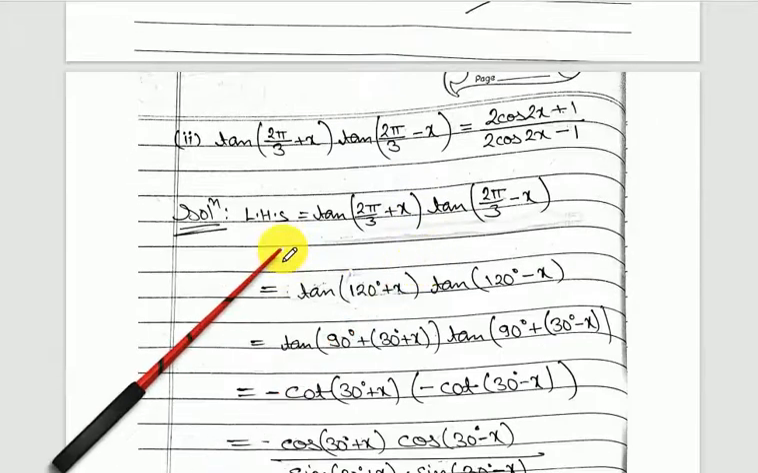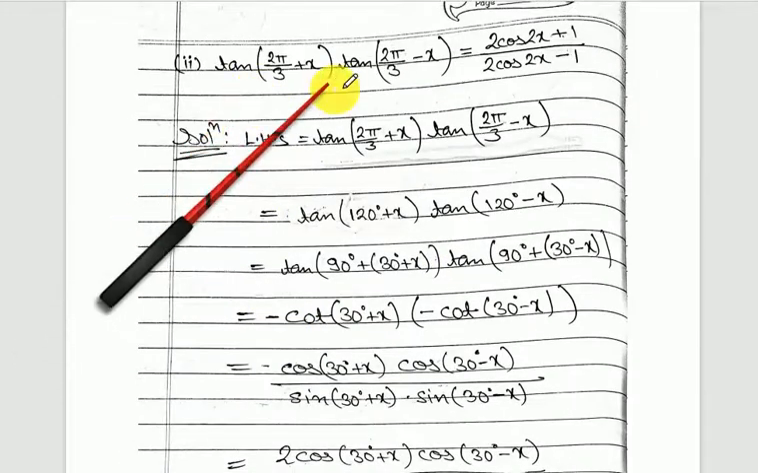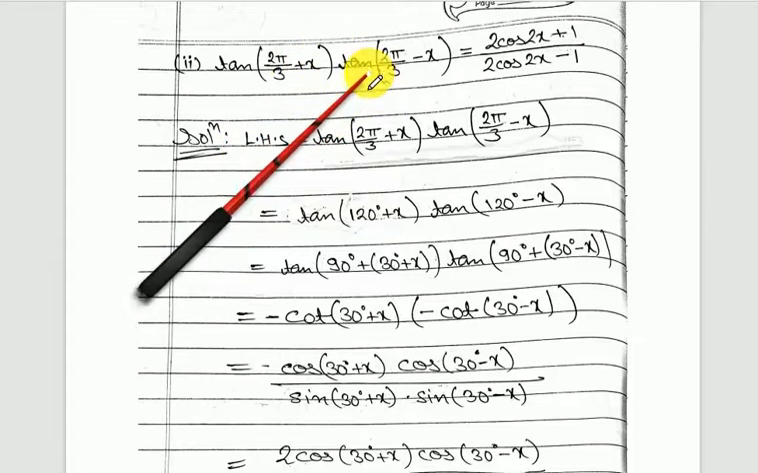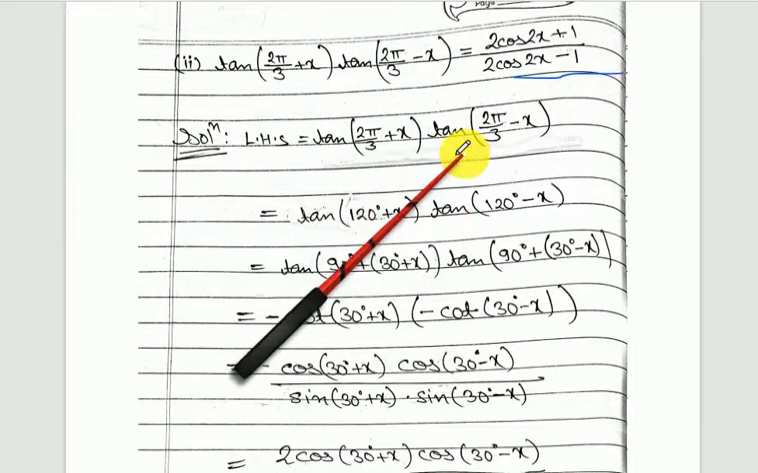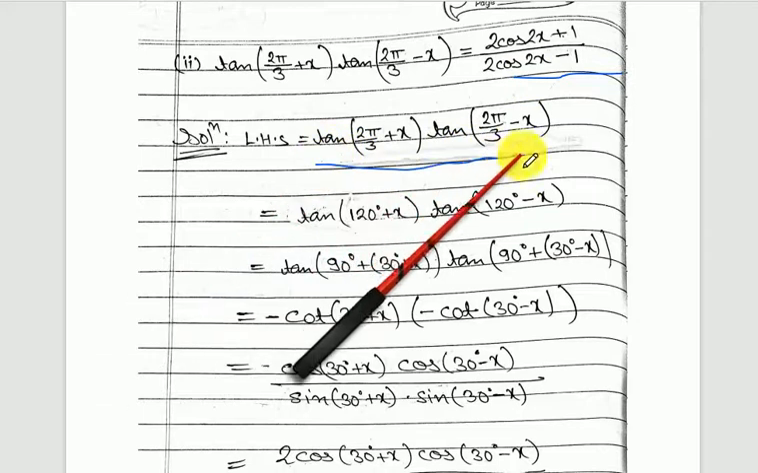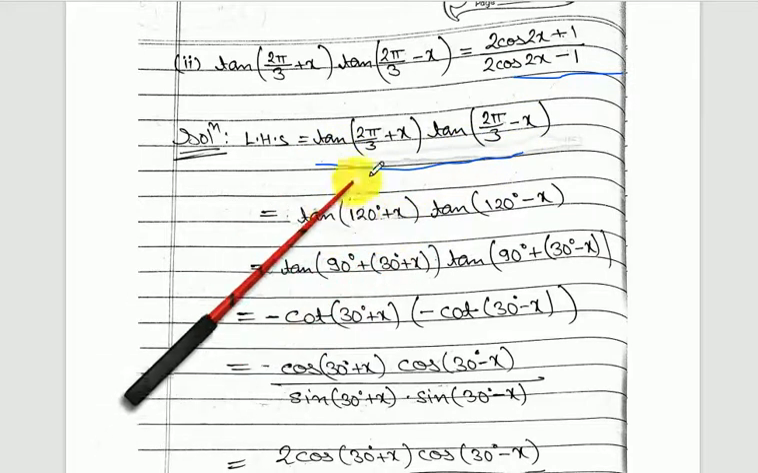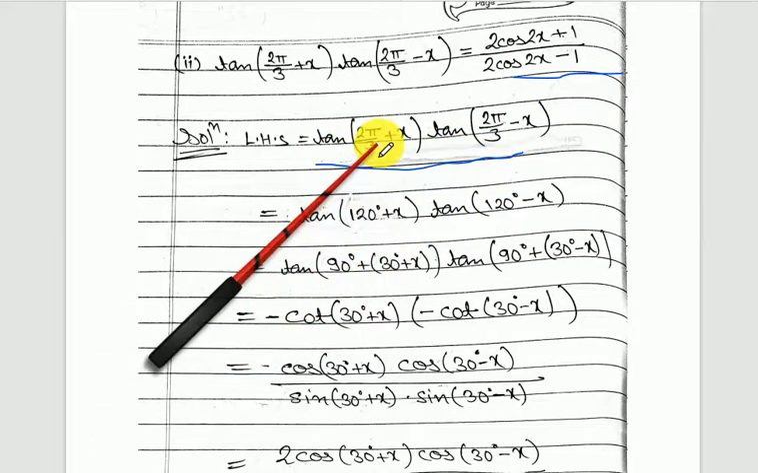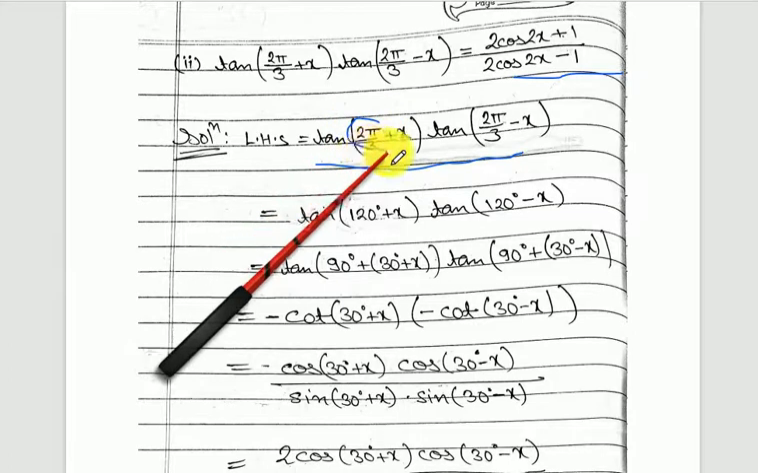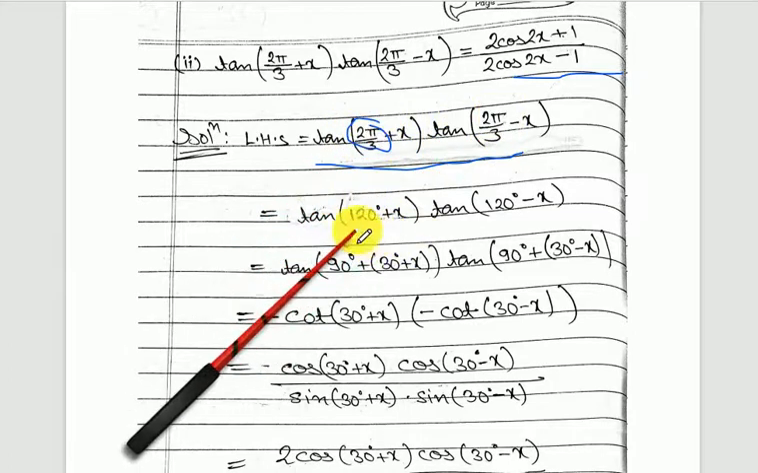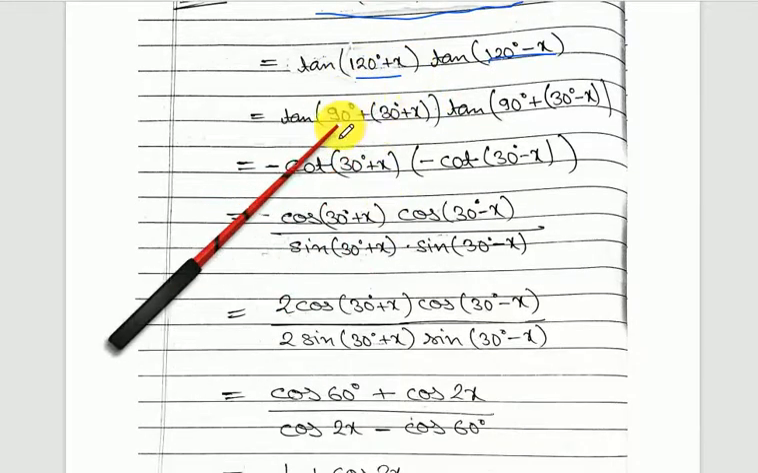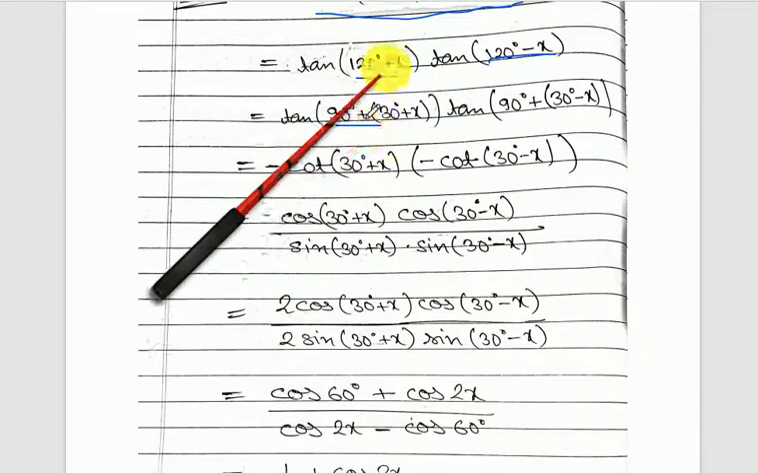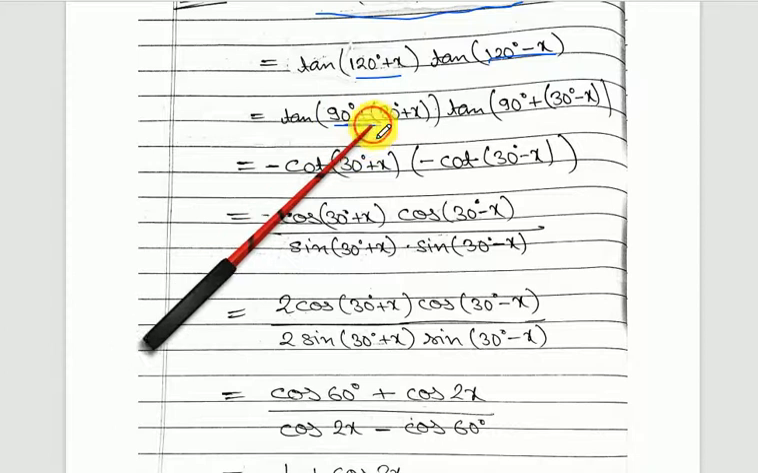Next is tan(2π/3 + x) into tan(2π/3 − x) is equal to this. So let us take the left hand side. Here what I have done is I have converted this radian into degrees, for both. So I got this. Clear? Now this 120 can be written as 90 plus 30. So we can write this 120 plus x as this.